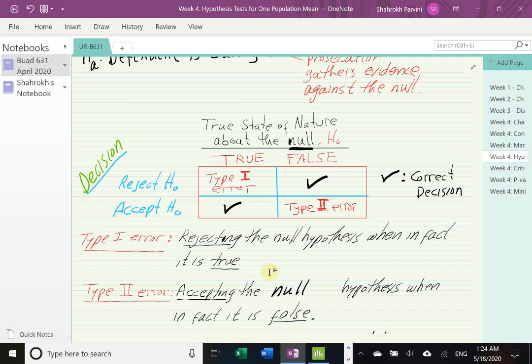Now this table is going to help you when you do your midterm. Try to use this table in your work, and it's going to make answering those questions a heck of a lot easier.